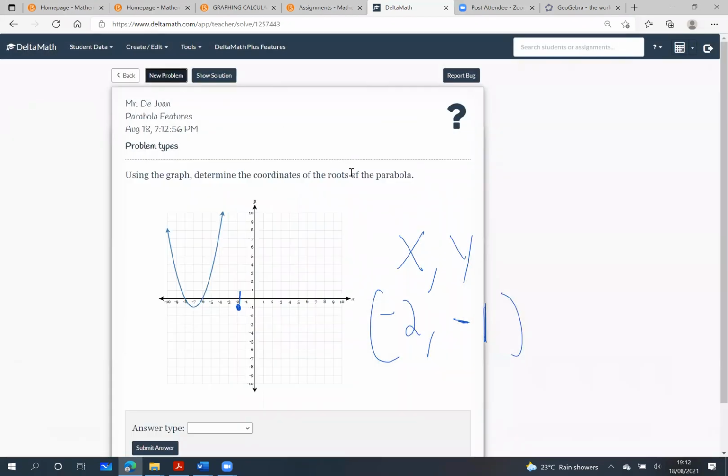Okay. Let's do another one. Determine the coordinates of the roots. What's another word for the roots?